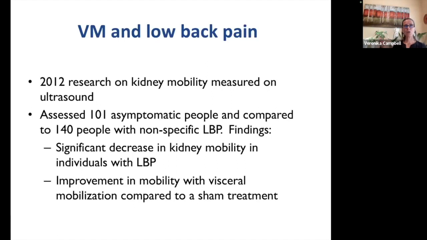So how was that influencing those surrounding structures was what my brain starts to think about. Then they did some visceral manipulation compared to a sham treatment, and re-ultrasounded, and they showed an improvement in kidney mobility. That gives us a clue that we could possibly influence the mobility of the kidneys. And if the kidneys move better, and the diaphragm moves and everything can move well, does that decrease pain and improve function?